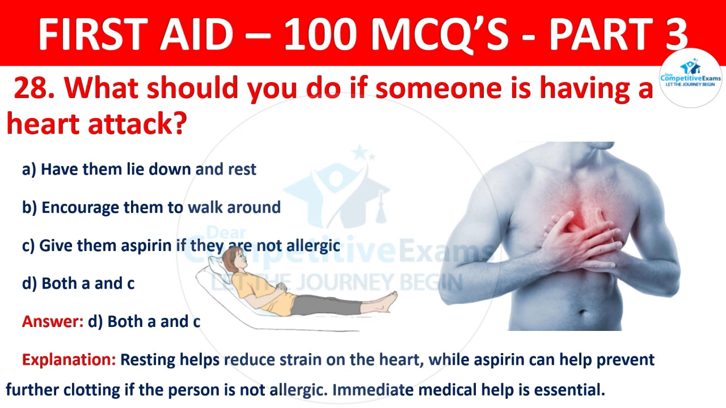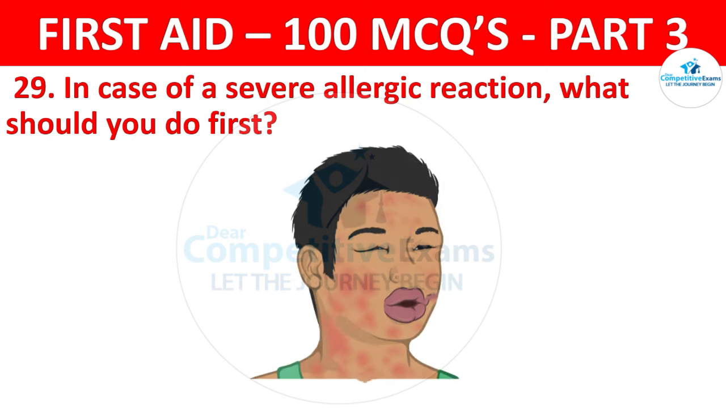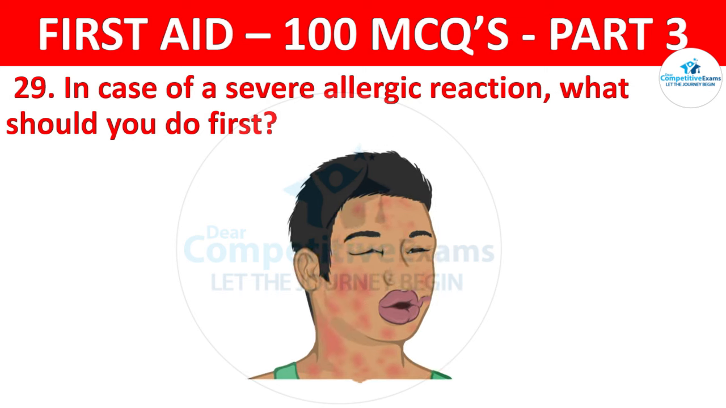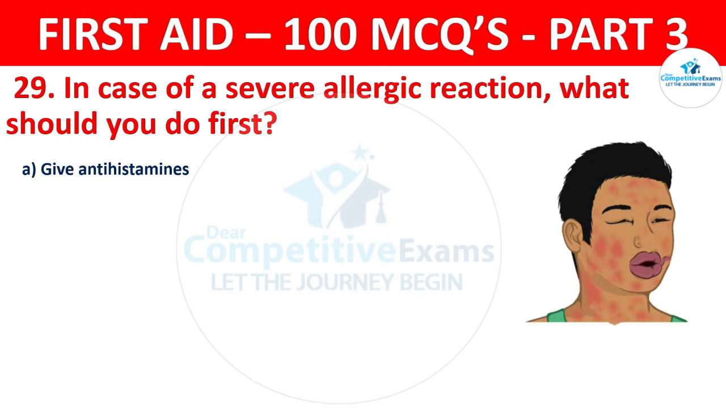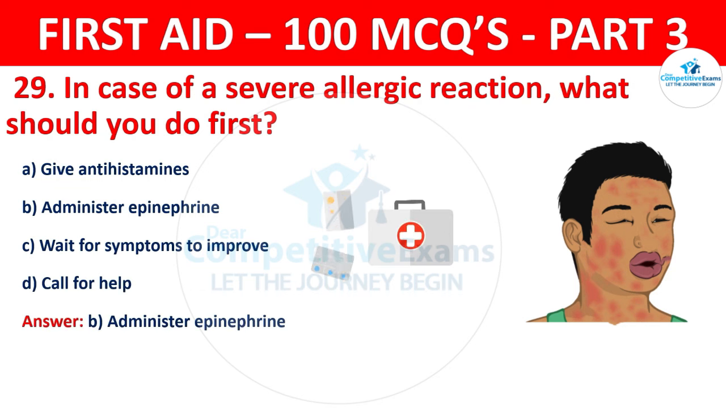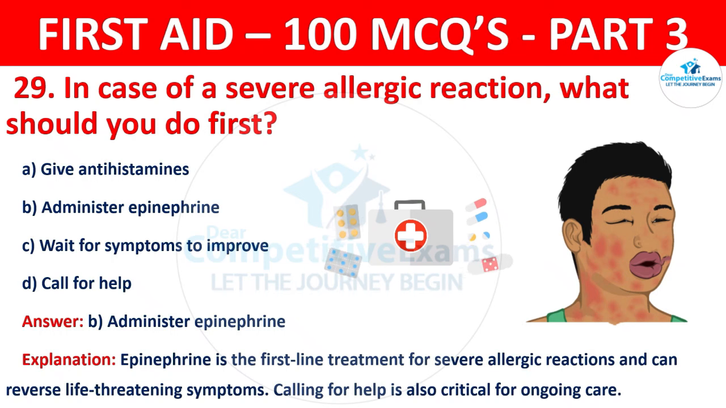Question number 29. In case of a severe allergic reaction, what should you do first? The options are: give them antihistamine, administer epinephrine, wait for symptoms to improve, or call for help. The correct answer is B, that is administer epinephrine. Epinephrine is the first line treatment for severe allergic reactions and can reverse life-threatening symptoms. Calling for help is also critical for ongoing care.